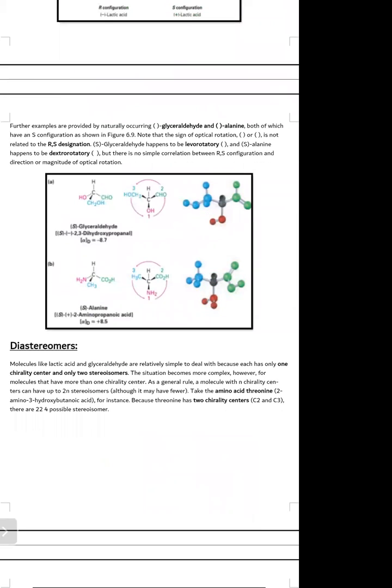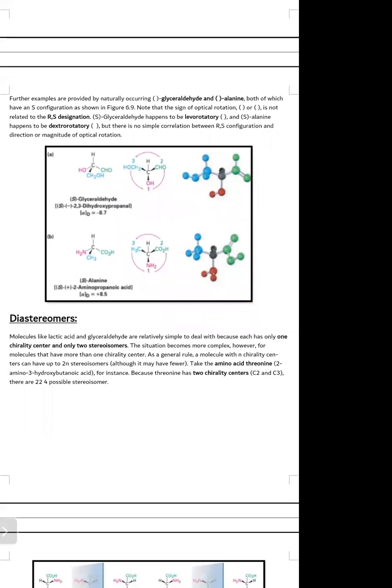Other examples are provided, which is S-glyceraldehyde, 2,3-dihydroxypropanal, and its specific rotation is minus 8.7. And the next is S-alanine, and its specific rotation is plus 8.5.